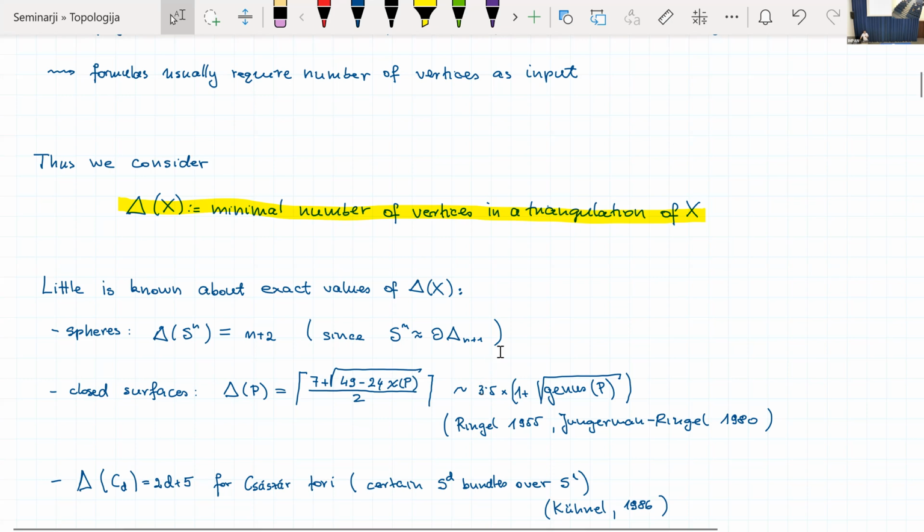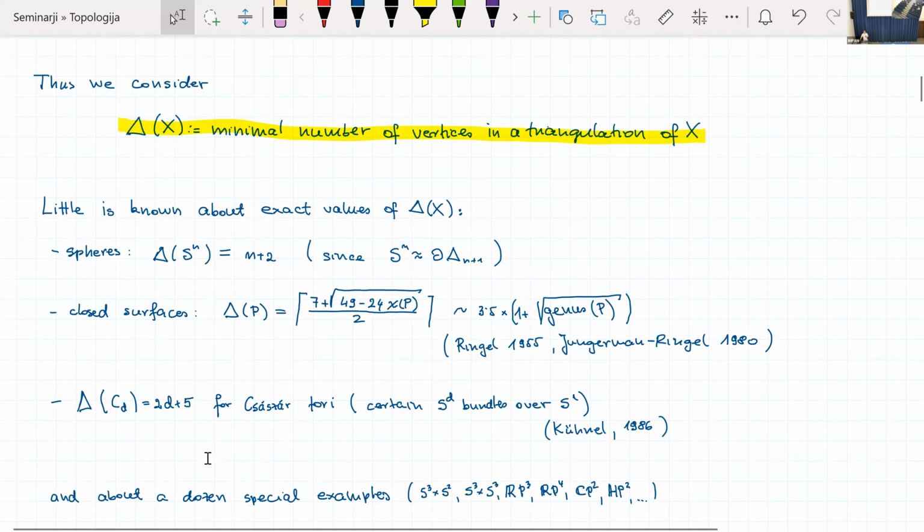Then there is only one more infinite family of cases. These are the so-called Császár tori. These are d-dimensional sphere bundles over S1, and they were computed. This number is essentially again linear in the dimension. And that's all as for infinite families.